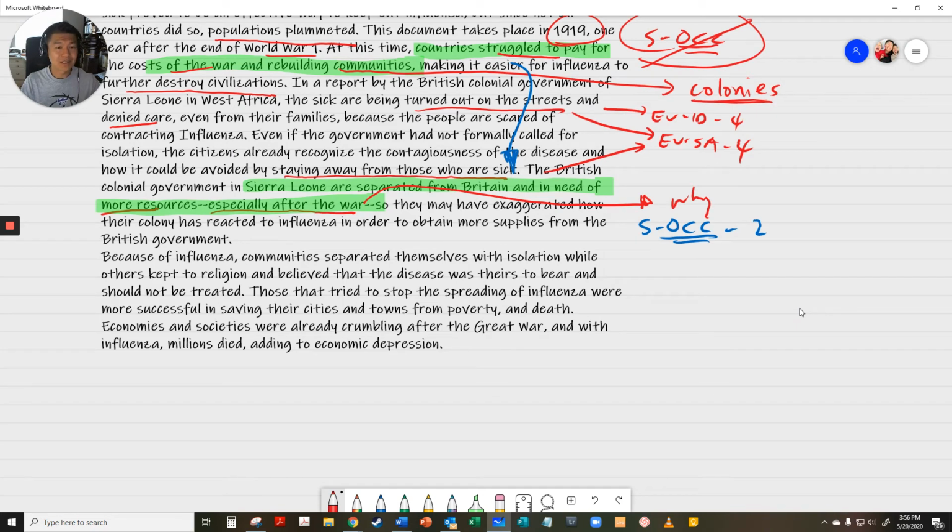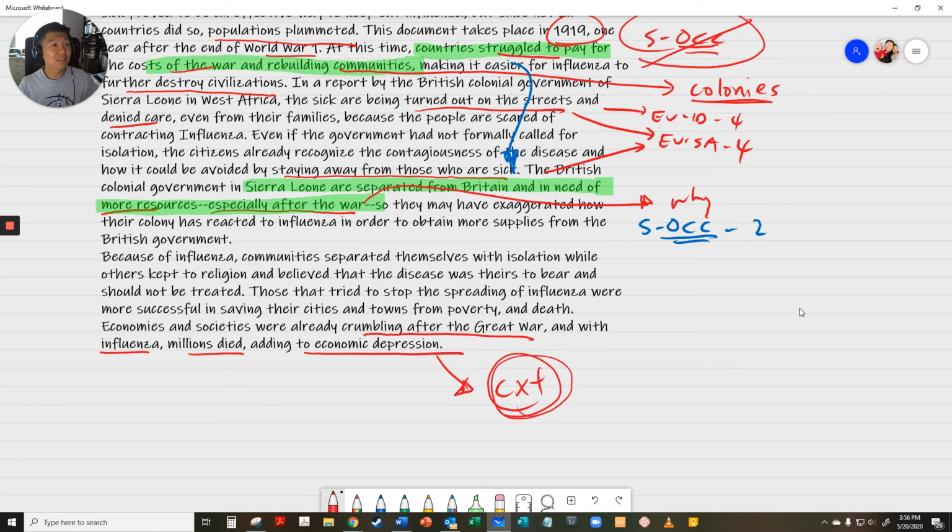Because of influenza, communities separated themselves with isolation while others kept to religion. This is a restatement of the thesis, which is always important if you didn't get that first thesis point. Those who tried to stop the spread of influenza were more successful in saving their cities and towns from poverty and death. Economies and societies were already crumbling after the Great War. So here's a little bit more context: crumbling after the Great War with the influenza, millions dying, adding to economic depression. Is this enough to get the context point? You can try for the context point once again after the restatement of the thesis. So this isn't a bad idea to do.